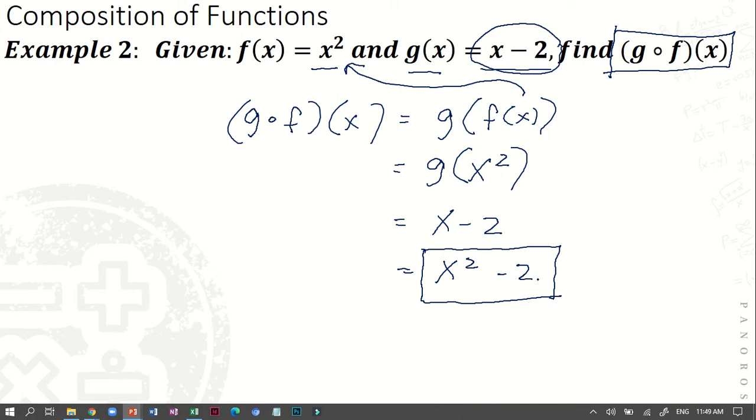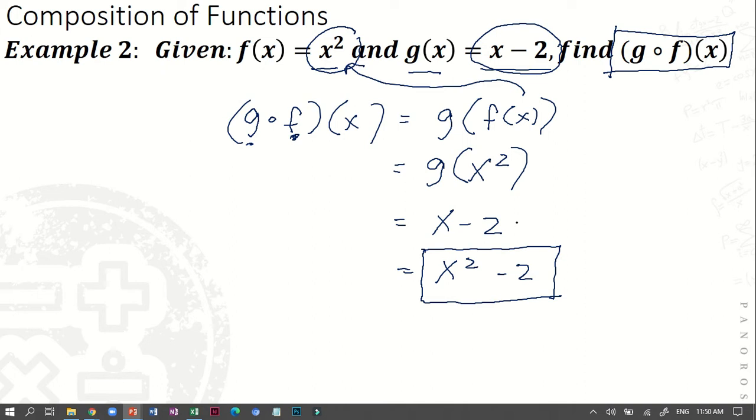Pero pag pinractice mo ng pinractice to, matututunan. Kasi baka malito ka, ano ba yung nasa loob? Ang nasa loob, yung nasa loob ng parenthesis. Ang nasa loob, yung pangalawang function. Ano ba yung nasa labas? Yung nasa una. So, kung nasa loob ang f of x, i-treat mo yung kanyang equivalent, so, x squared. Yung g, palitan mo na equivalent na x minus 2. Tapos, i-composition mo na, pagsamahin mo na siya. Tanggalin mo yung x, palitan mo ng x squared.